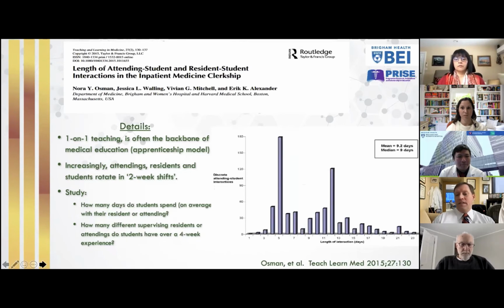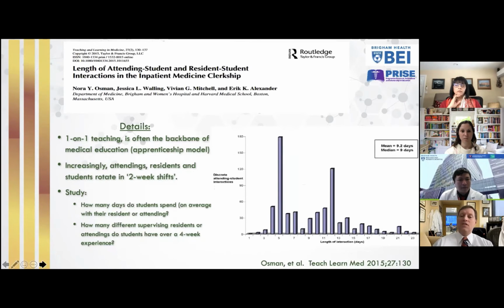Another graph is then, if they were rotating on and off, what was the sheer length of interaction in number of days that the student would have with the attending? And just what was the variability? So this is almost a histogram, right? Number of days on the x-axis. We saw that 5 days was the most common, and then 12 was the next most common. That was likely related to the 2-week block and various roll-on, roll-off days that they were engaged with.